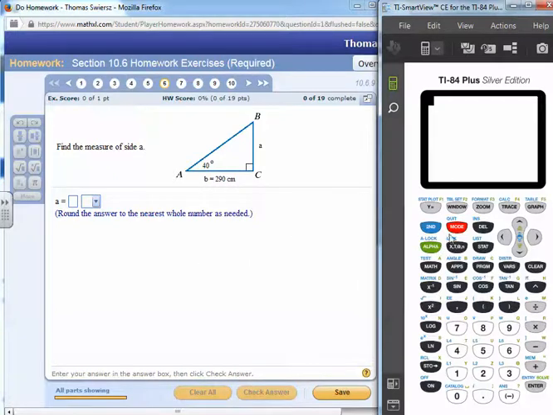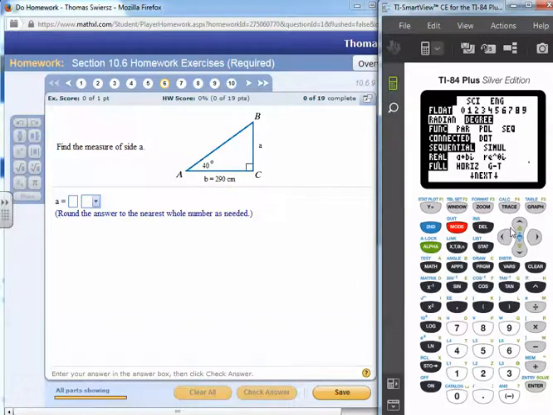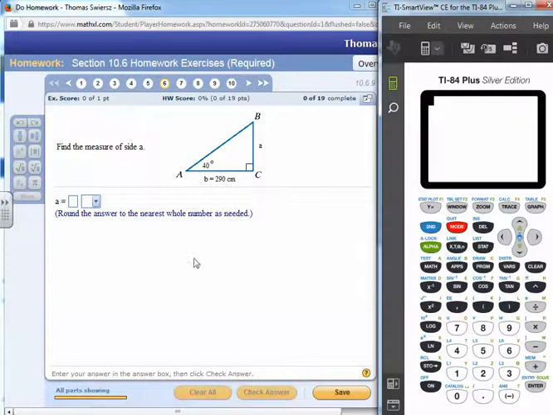So again, you've got to go to mode, go down to the third line, highlight degree, and hit enter to save, and then you can go ahead and hit second quit and you'll be in the right mode.